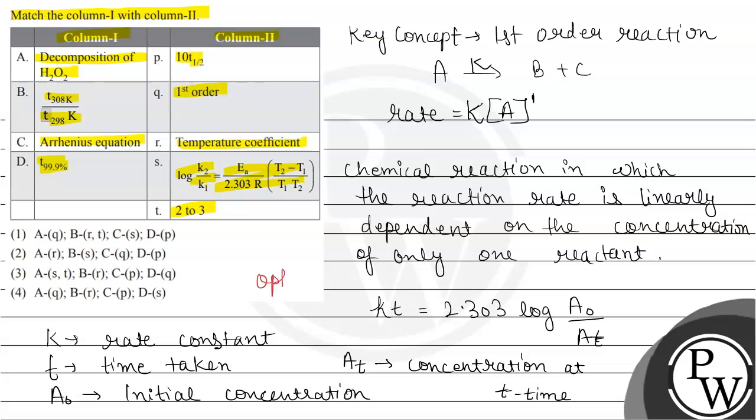So option first is the final answer. A matches to Q, B matches to R and P, C matches to S, D matches to P. Option first is the final answer.